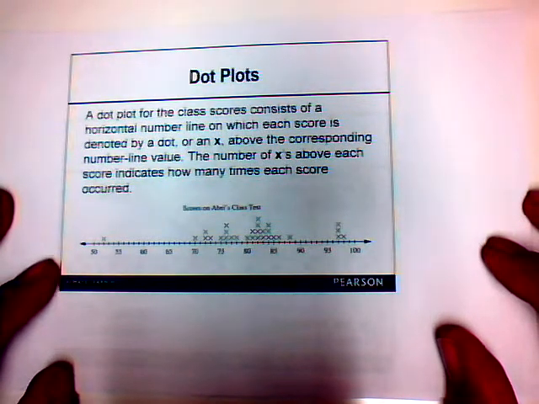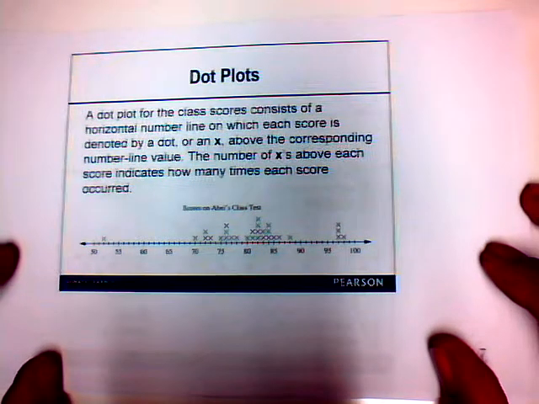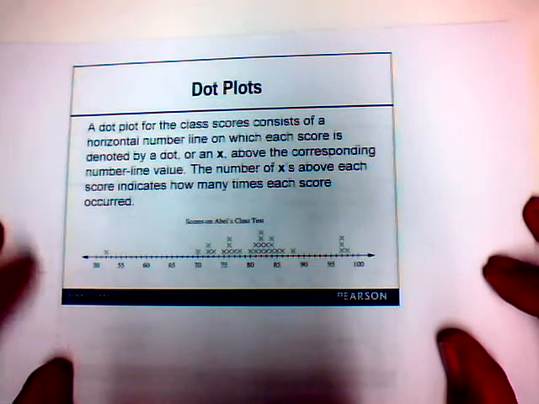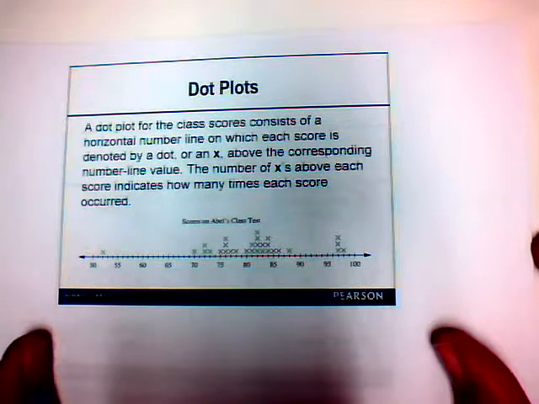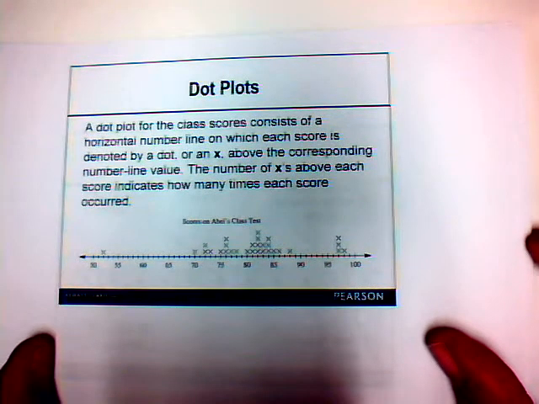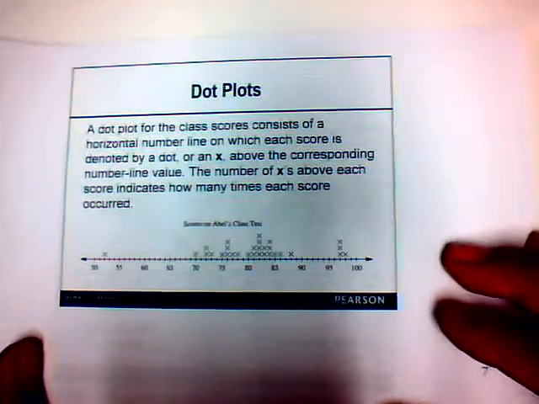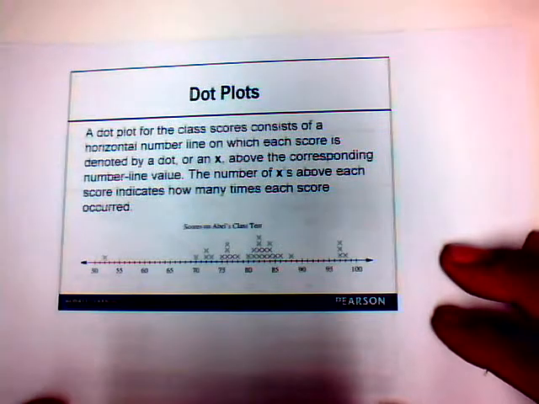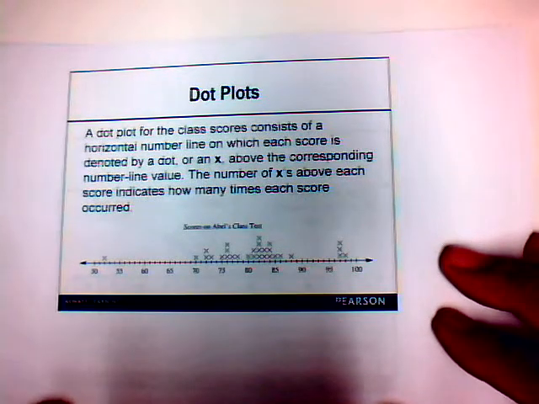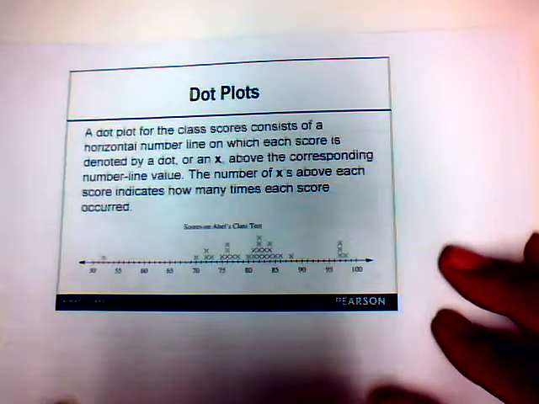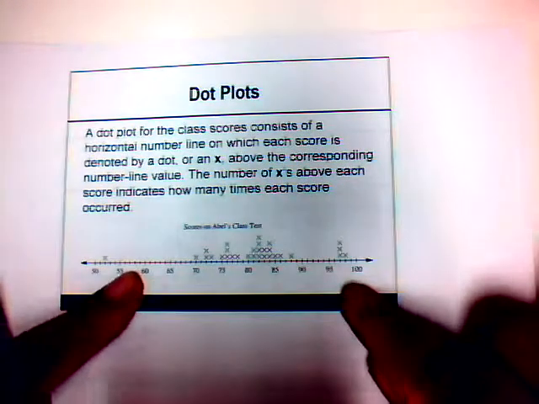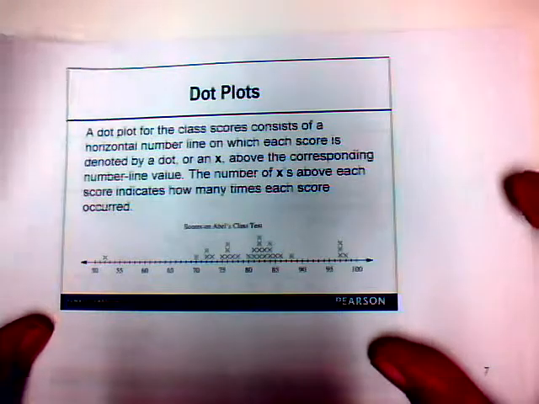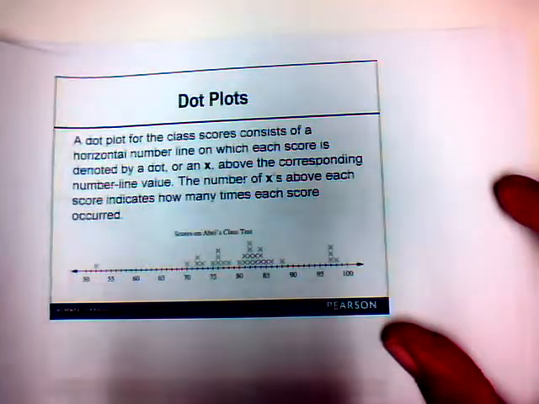Okay, a dot plot for the class scores consists of a horizontal number line on which each score is denoted by a dot or an X above the corresponding number line value. The number of X's above each score indicates how many times each score occurred. So this is the illustration of that dot plot. Now here, X's are being used.